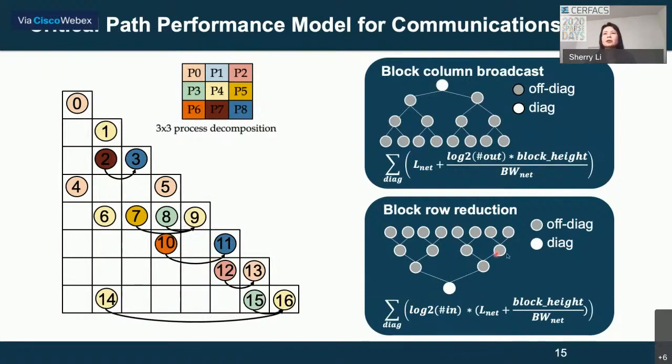That's the broadcast model. And the reduction model is slightly different because for reduction, you have to wait for all the messages to come to the root. So that's why this latency has a factor of log 2 of the number of processes.